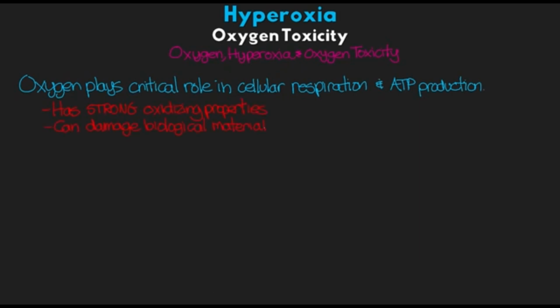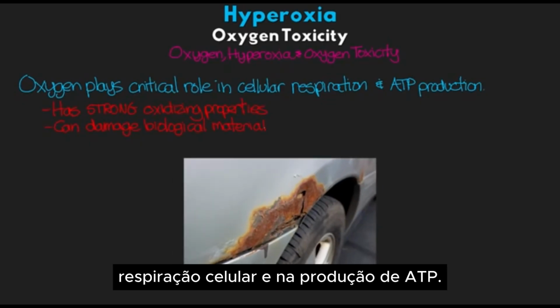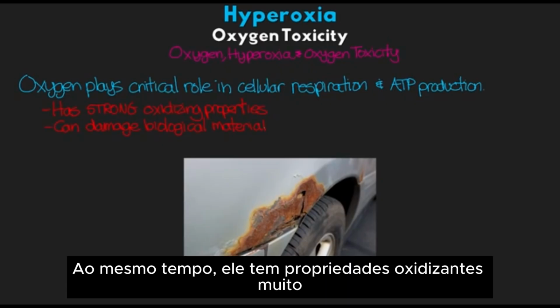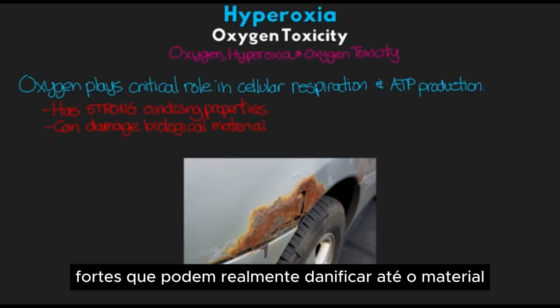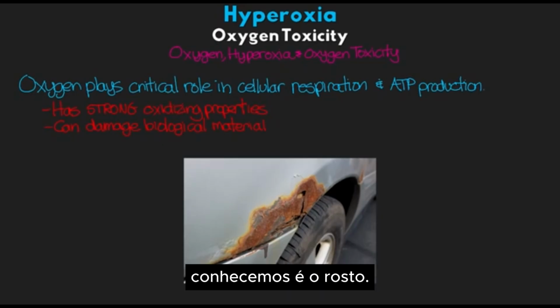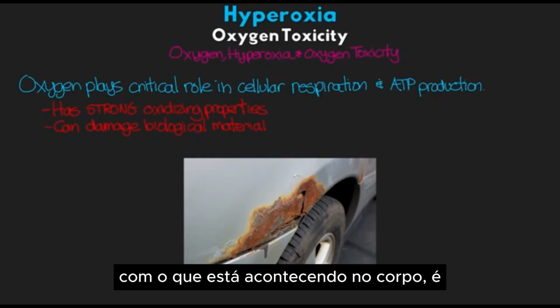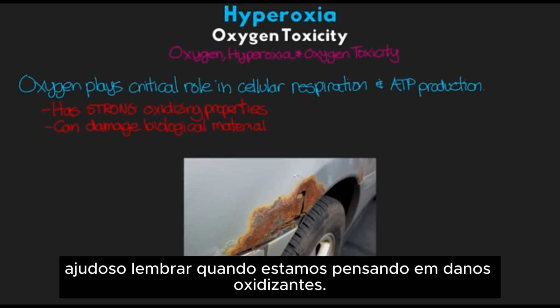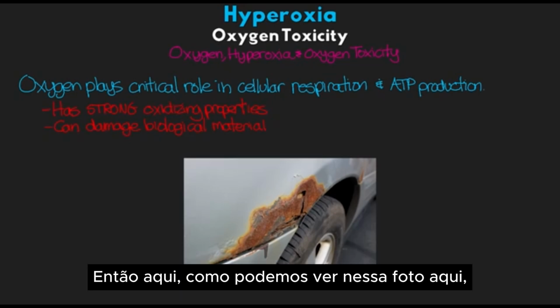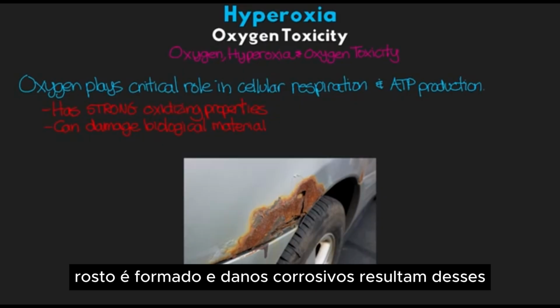So one common example of oxidation that we're all familiar with is rust. And while this is not a direct comparison to what's actually happening in the body, it is helpful to remember when we're thinking about oxidizing damage. So here, as we can see in this picture, when metal reacts to oxygen and water, rust is formed, and corrosive damage results from these two seemingly harmless molecules. Again, while this is not what's actually happening inside of our bodies, it is important to connect these two concepts of this oxidative damage taking place.